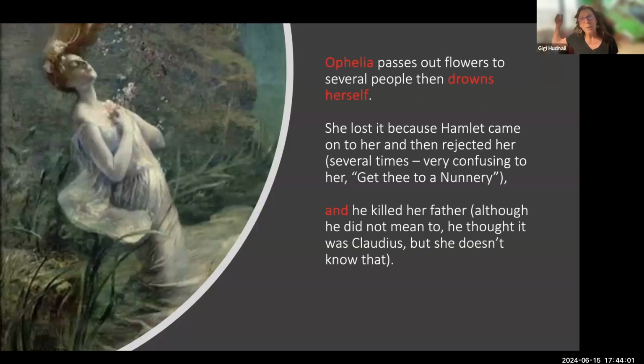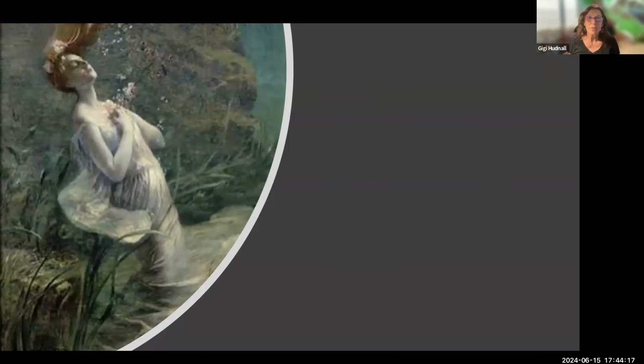Ophelia passes out flowers to several people and then drowns herself. And she lost it because Hamlet came on to her and then rejected her several times. Very confusing to her, get thee to a nunnery. And he killed her father, although he didn't mean to kill her father because he thought it was Claudius, but she doesn't know that. She just knows that her father's dead and that Hamlet was responsible.